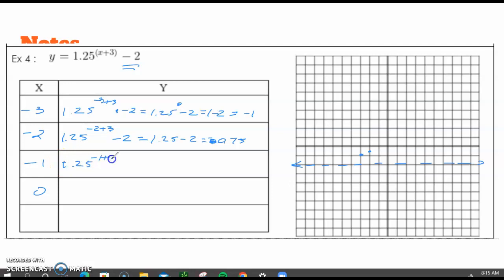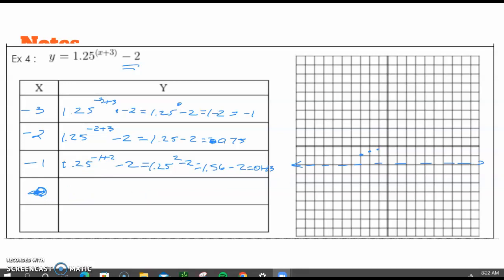1.25 to the -1 plus 3 minus 2. 1.25 squared is 1.56. Minus 2 equals -0.43. So we're not really making a whole lot of progress with the numbers that we've picked so far.